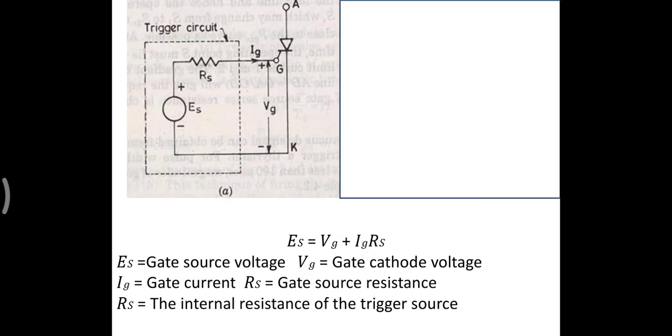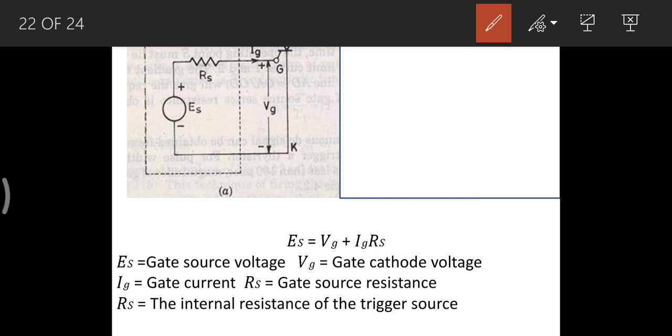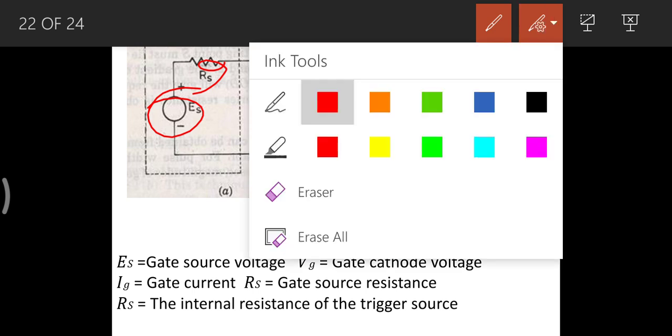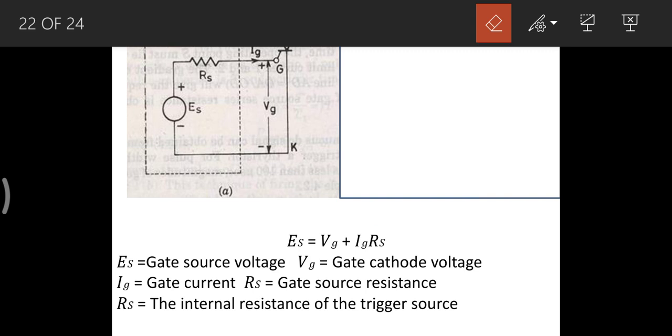This is the general triggering circuit applied to the SCR. From the circuit we can write that ES is the applied voltage for the triggering circuit, equal to VG plus Ig into Rs, that is, the current into resistor Rs. Here Vg is the gate voltage. So from the circuit we can write this equation. This is the generalized circuit for gate triggering when connected in parallel.